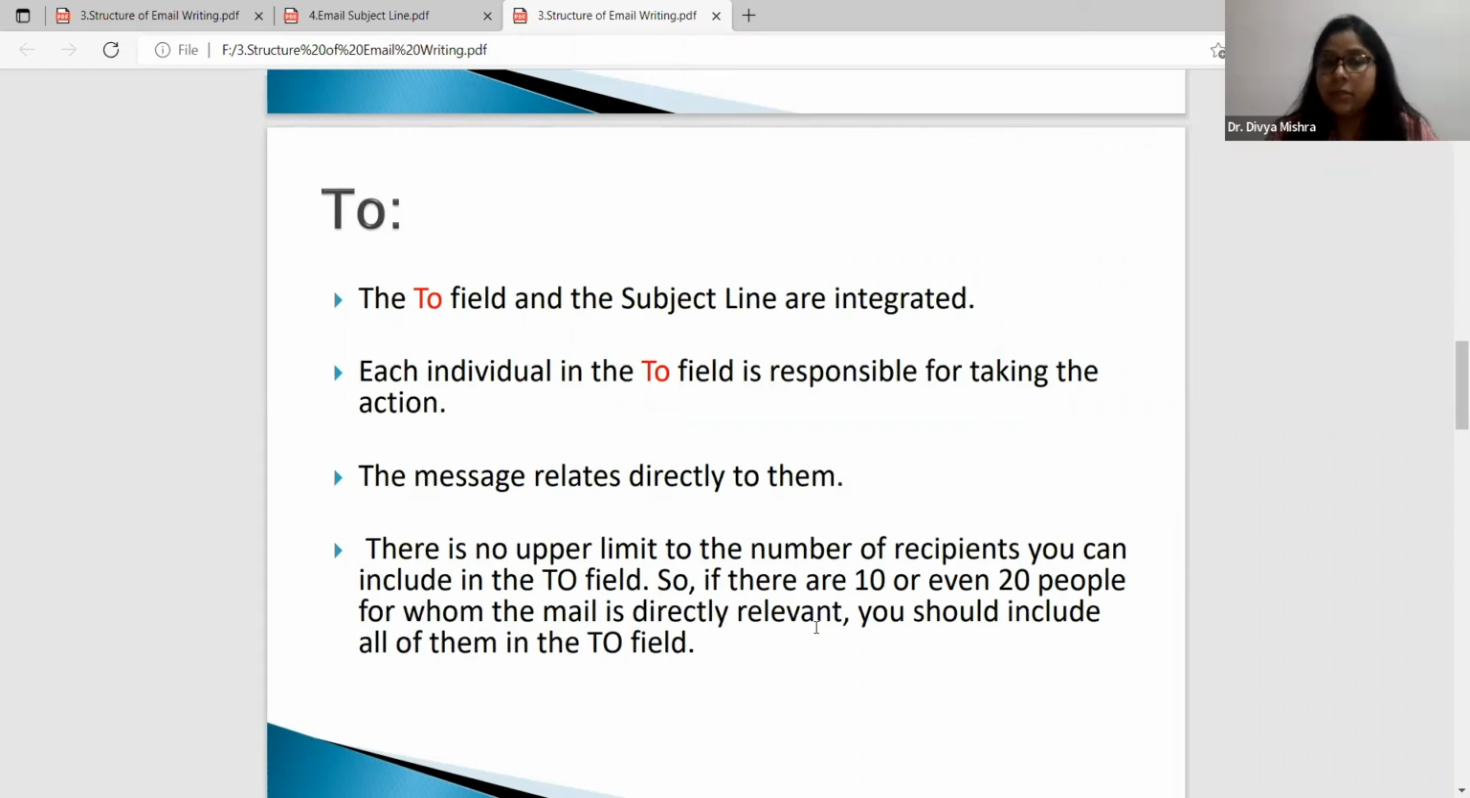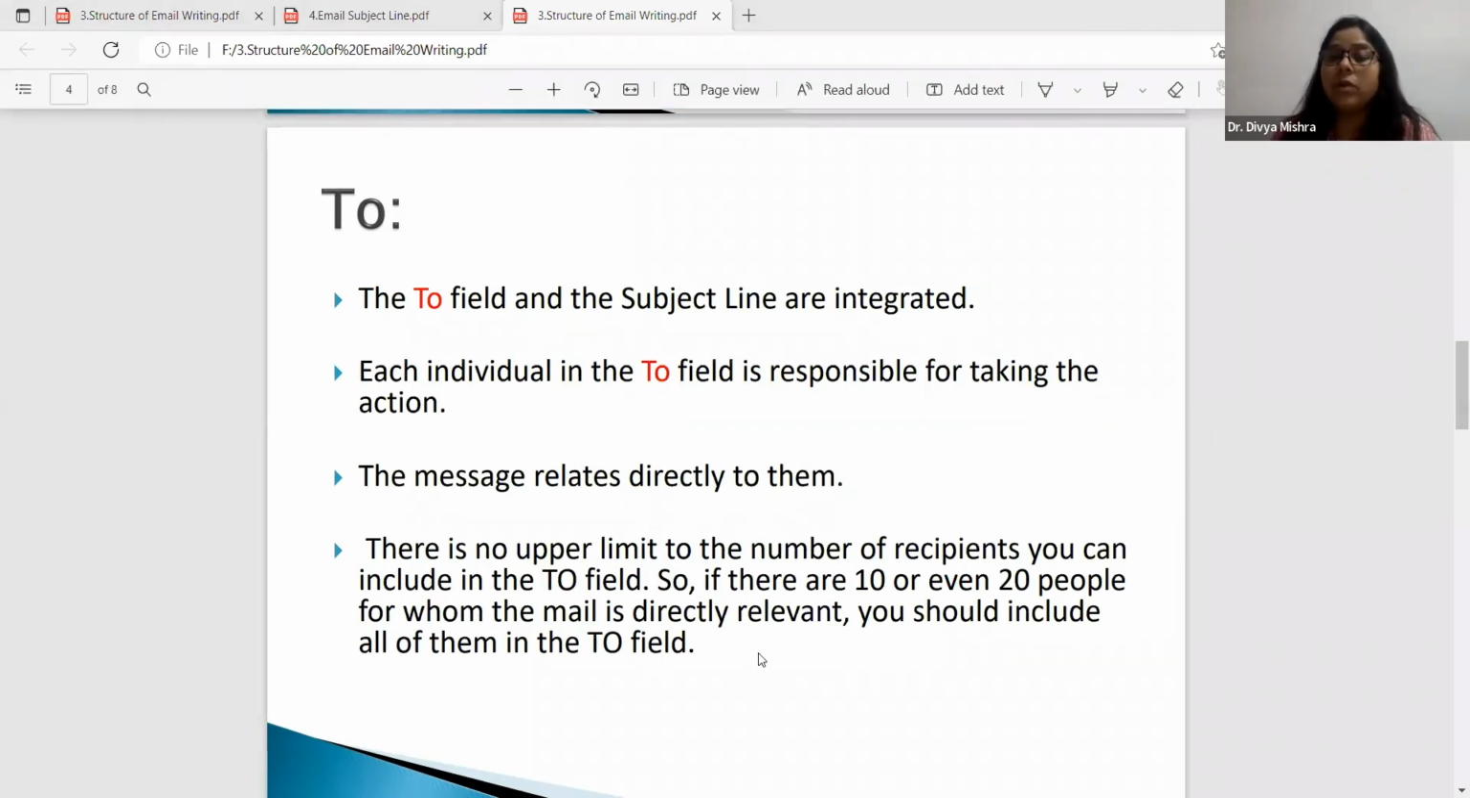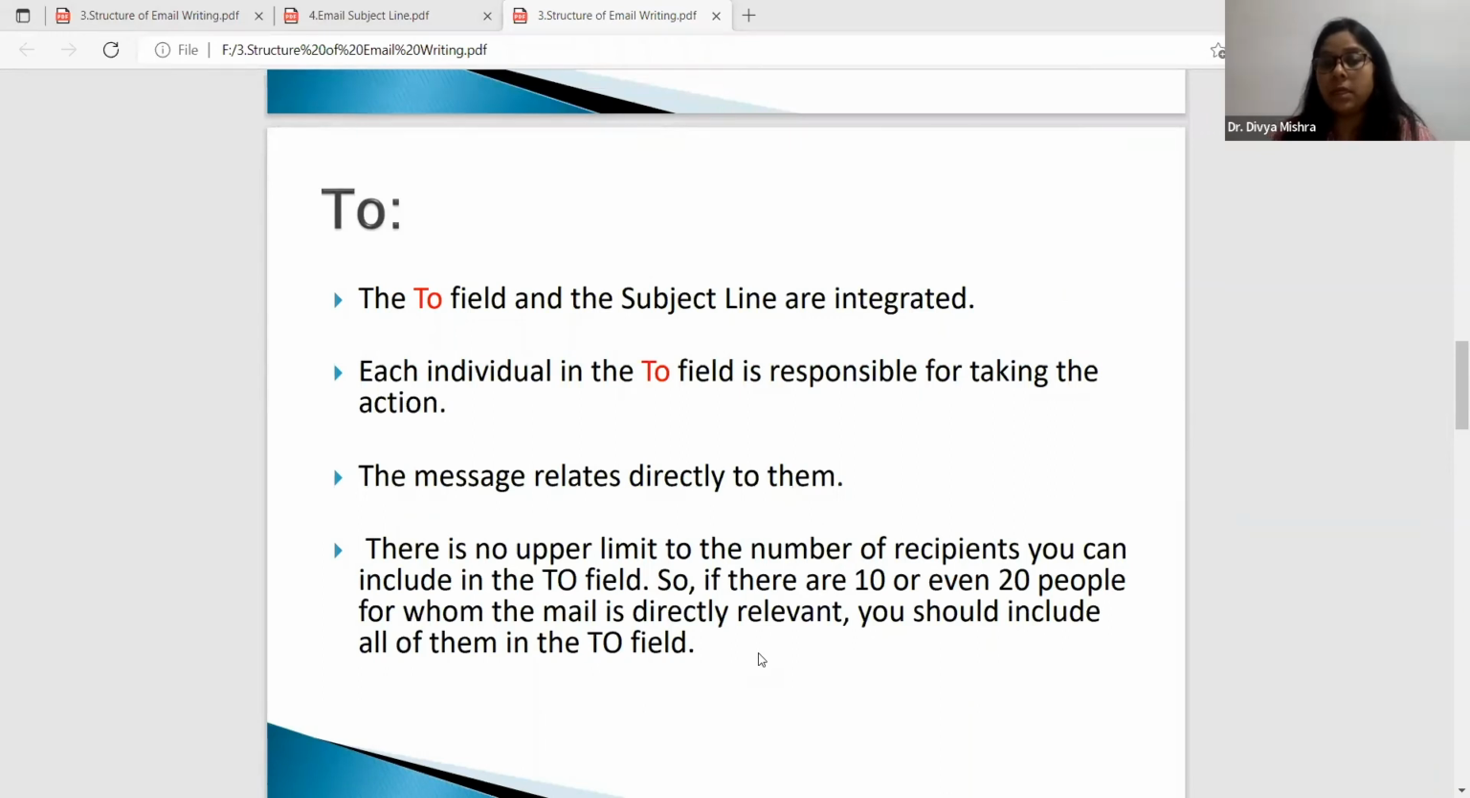Okay, and then there is no upper limit to the number of recipients you can include in the To field. So if there are 10 or even 20 people for whom the mail is directly relevant, you should include all of them in the To field. You just write a comma and you write everybody's email. Okay, there is no upper limit of writing email addresses in the To field.